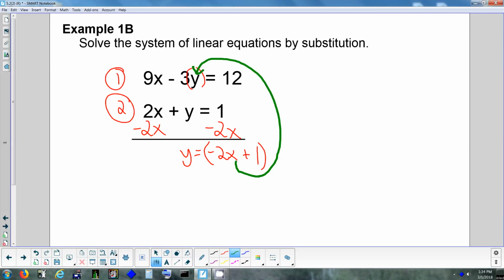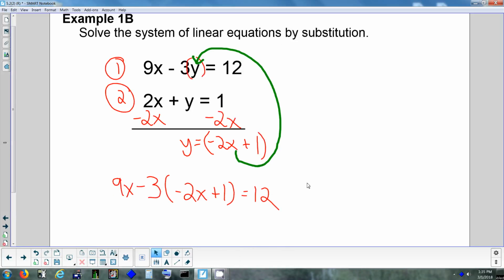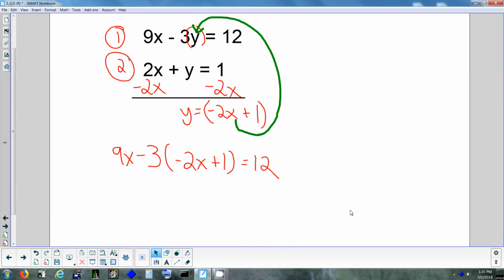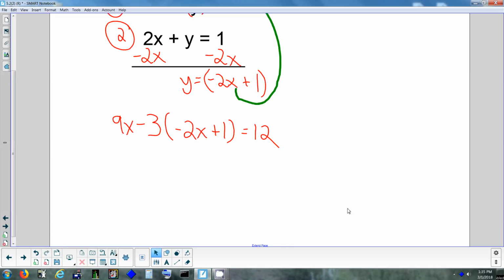So now, we've done step 1. We've done step 2. Step 3: substitute where the y is. Tell me what the right side is. 9x minus 3 parentheses negative 2x plus 1 parentheses equals 2. Excellent. Very, very good. Alright, so here we are. Now, we're at step 3. Remember, step 3 has the steps within the step. For this, what do I want to do first?